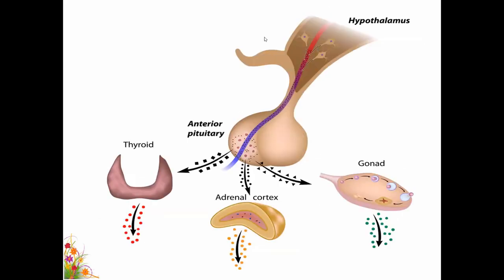So this is the hypothalamus. The picture of the hypothalamus, and it controls the function of the pituitary gland, and the pituitary gland is controlling the function of various other glands like the thyroid gland, and it is controlling the gonads through the production of FSH and LH, and it is also controlling the adrenal cortex with the production of ACTH. We can study this in detail in coming slides.